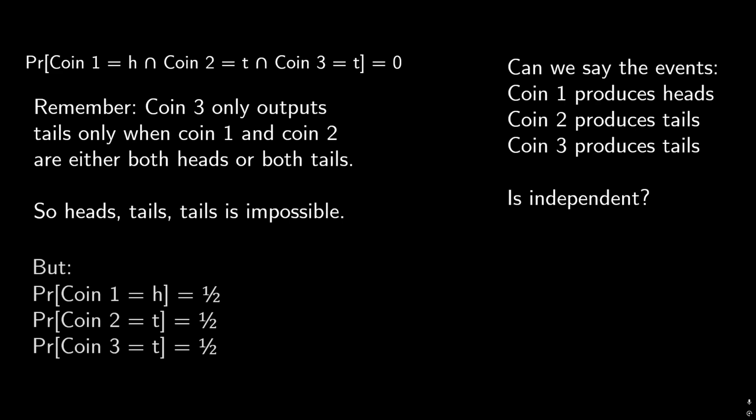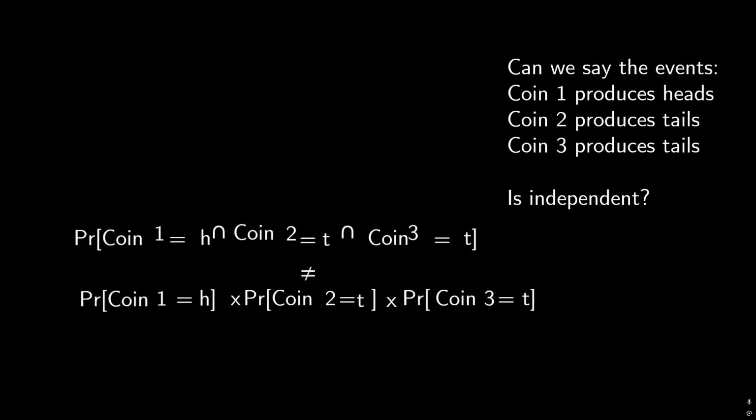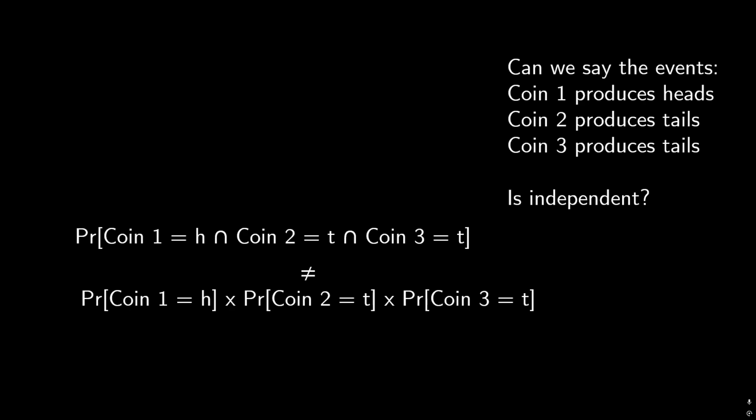But if we looked at the probabilities individually, they actually work out to be half, half, and a half. So if we multiply the probabilities individually, this would be half times half times half, which happens to be 1/8. So these two probabilities are now not the same. So are these three events independent? Can we say that they are independent? Well, no, we can't. Hopefully this was a motivating example to show you the difference between independent versus non-independent events.